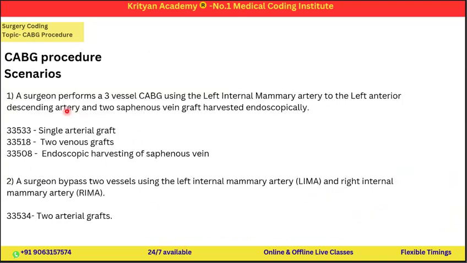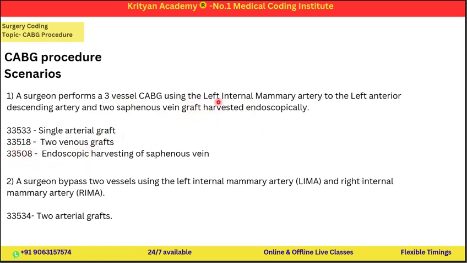And let's see some scenarios here. A surgeon performs a three-vessel CABG using the left internal mammary artery to the left anterior descending artery, and two saphenous vein grafts harvested endoscopically. Okay. So the code 33533 is for a single arterial graft. Where is that? Here you can see the left internal mammary artery, right? So for one artery, we are coding 33533. And next, they are doing two saphenous vein grafts, right? For two venous grafts, we have the code 33518. And also they are doing vein harvesting. So for endoscopic vein harvesting, we have the code 33508. And for this scenario, these are the three CPT codes we will give.